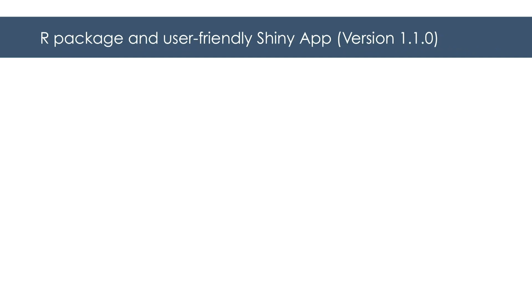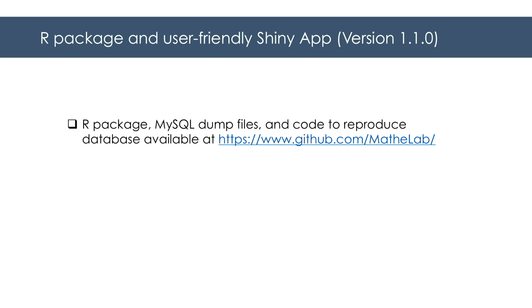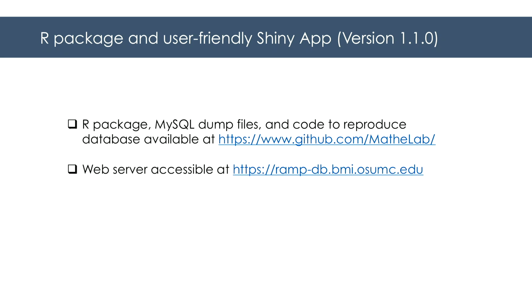And so we have our R package and user-friendly Shiny app. The R package, the MySQL dump files and code to reproduce the database are available on our GitHub repository. And you're also able to access the Shiny app at the web server link right over here.